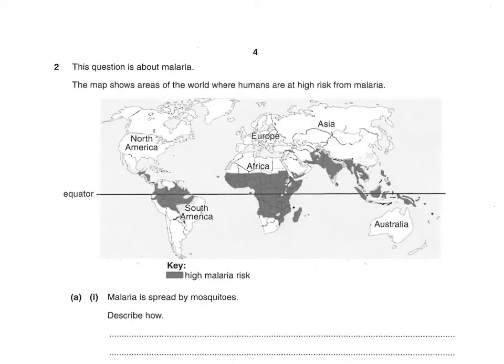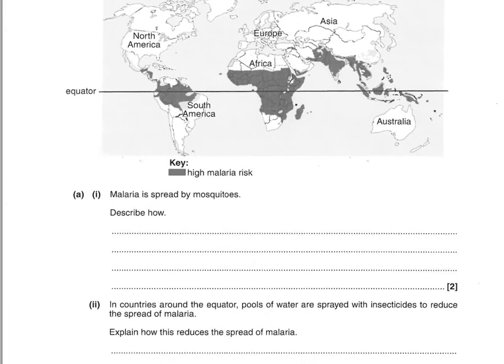This question is about malaria. The map shows areas of the world where humans are at high risk of malaria. The malaria spread by mosquitoes. Describe how. So first mark saying that mosquitoes suck infected blood or blood from someone with malaria. And then you can say that it passes the pathogen or the parasite into a new human or host.